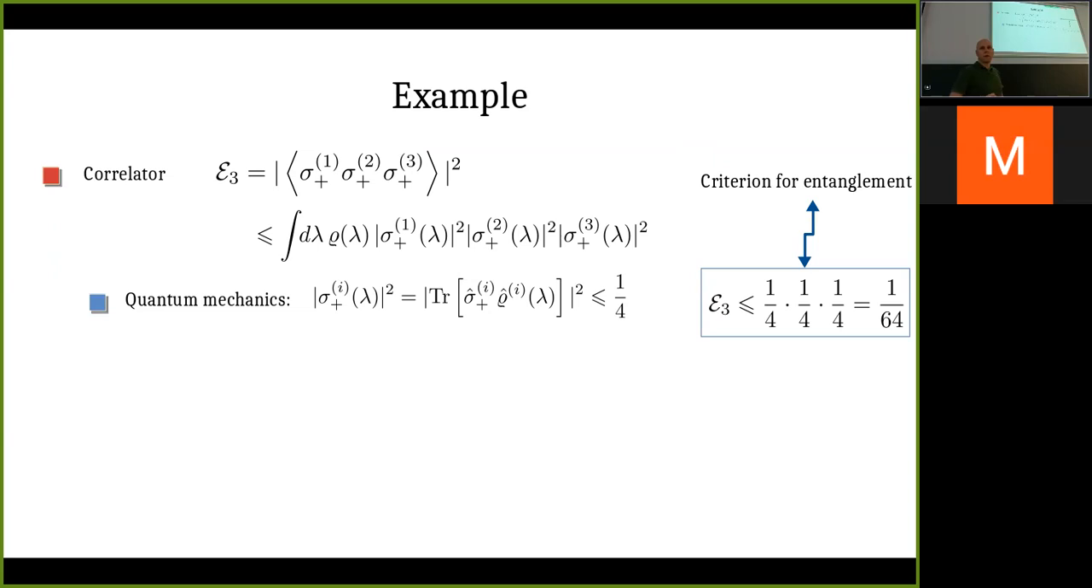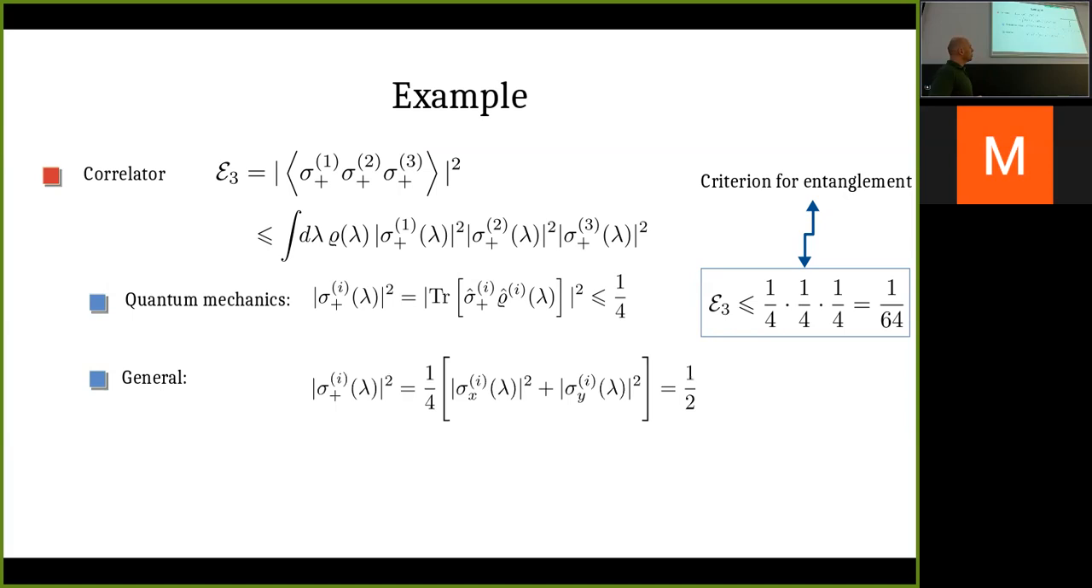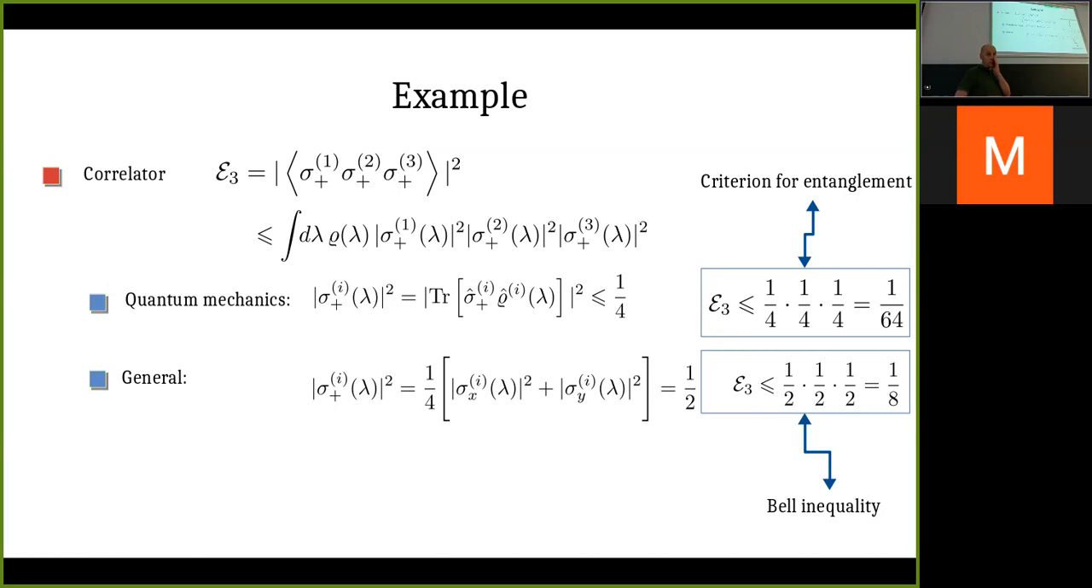So this is a criterion for entanglement, yes? Because if I assume quantum mechanics for each subsystem, then the violation of this inequality implies that the system cannot be written as a separable state in general, and this is a criterion for entanglement. But in general, if you recall that each such sigma plus modulus square is 1/4 of sigma x modulus square plus sigma y modulus square, then this is maximally 1/2. This is what Rafał referred to. So most generally, if you do not impose restrictions of a Bloch sphere for each subsystem, then this is maximally 1/2, 1/2, 1/2, so 1/8. So this is a weaker inequality, okay? And this, as you see, is in principle more difficult to violate. This is a smaller value. This one is very big.